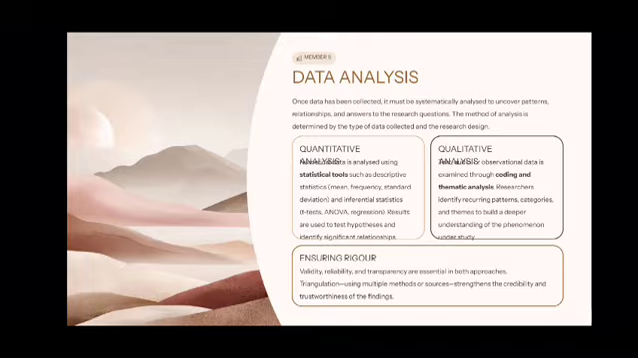The second is qualitative analysis. It works with non-numerical data like text or interviews, using coding and analysis to find patterns and meaning. To ensure good results, we must maintain reliability, reproducibility, and transparency. A useful technique is triangulation, which means using multiple methods to improve accuracy. So data analysis helps us turn raw data into meaningful information.